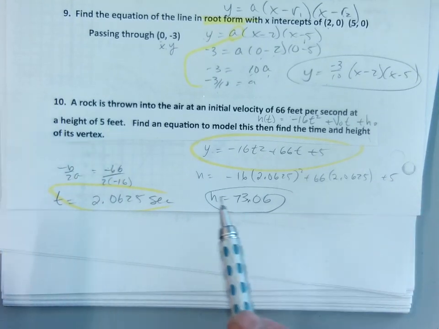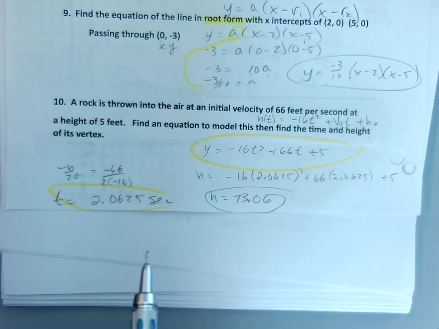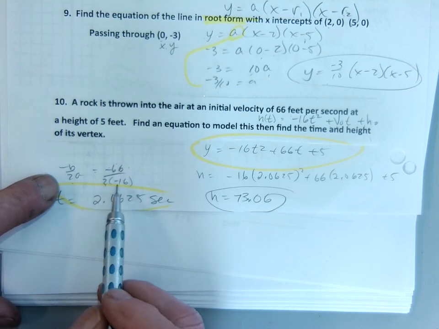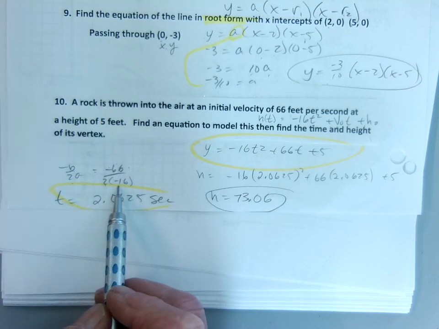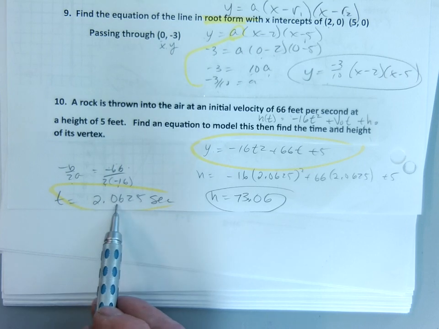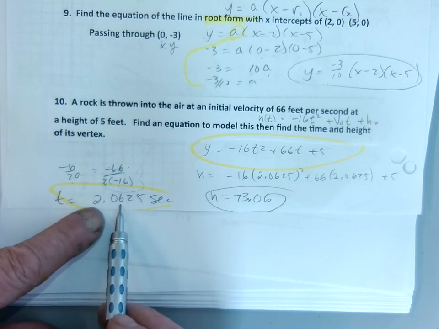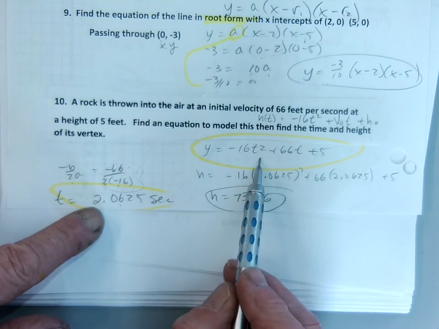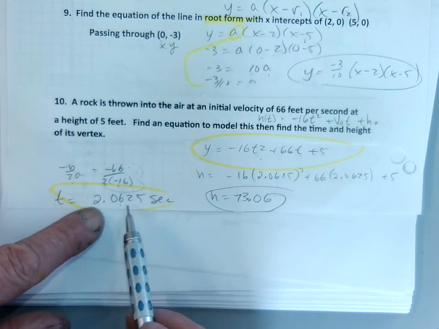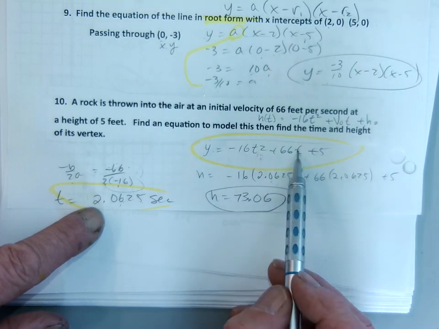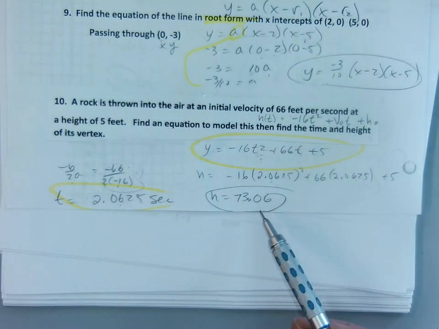I know that if I want to find the highest, that would be the vertex, so I use my negative b over 2a. So I'm at negative 66 over 2 times negative 16. I use my calculator, and I got about 2.0625. Okay, so that's the time. To get the height, I plug my time into the equation for t. So I put my 2.0625 in for t, and I just used my calculator, and I got about 73.06.